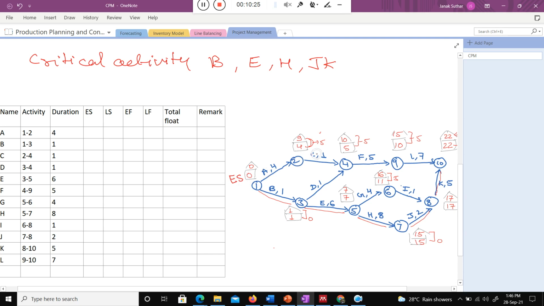When I talk about the activity C, the early start is 4. When I talk about the activity E, the early start is 1. When I talk about the activity H, the early start is 7. Are you getting my point, class?